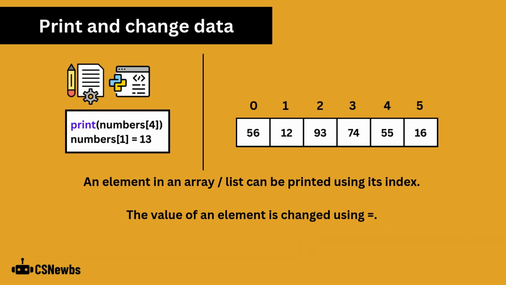An element in an array or list can be printed using its index. So print numbers[4] will print 55. The value of an element can be changed using equals. So numbers[1] = 13 will change the value in location 1 from 12 to 13.